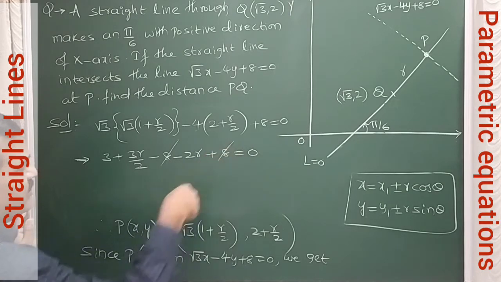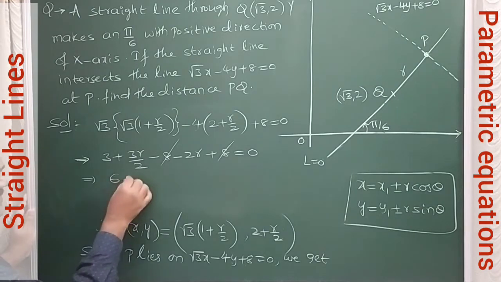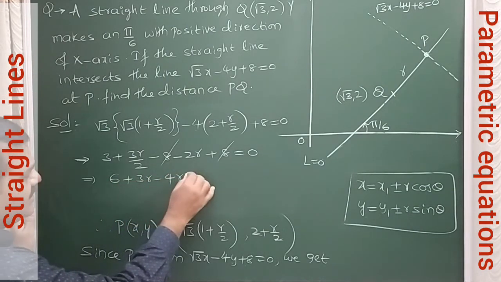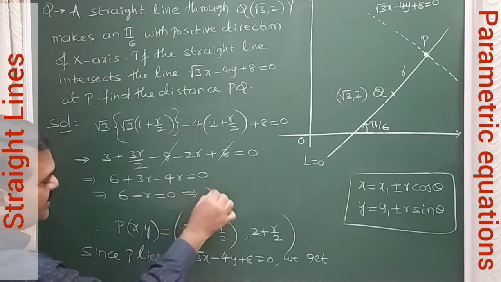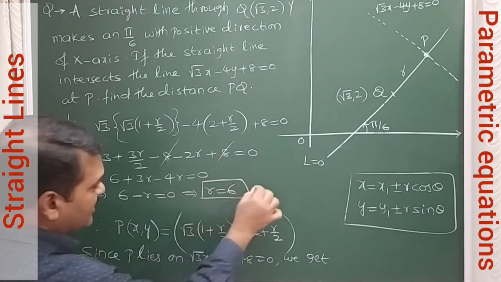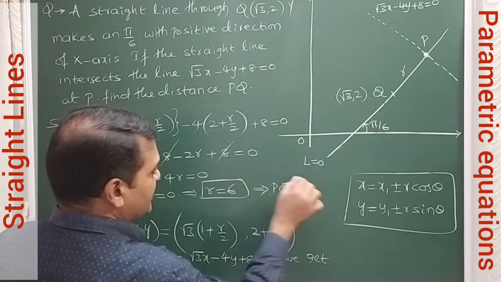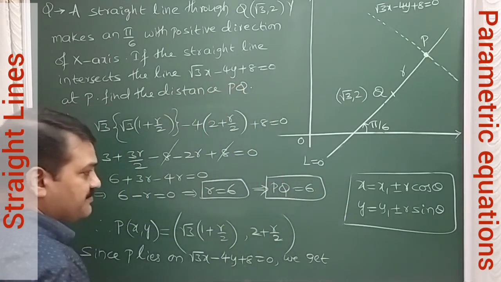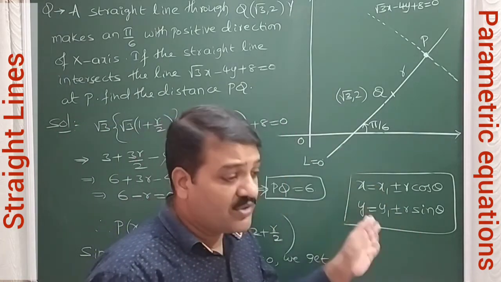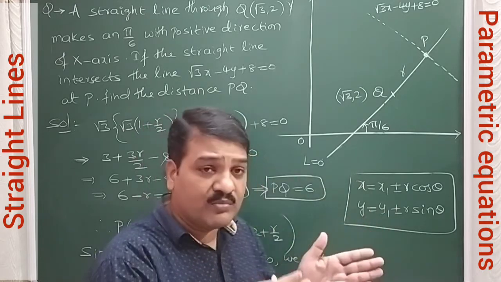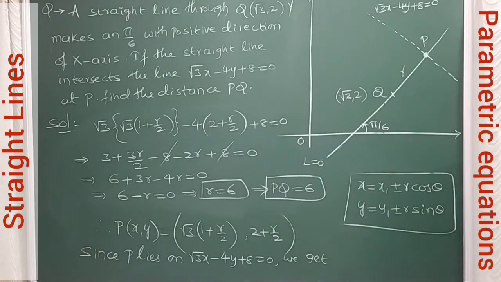The plus 8 and minus 8 you can cancel. When we simplify, taking LCM, 6 plus 3R minus 4R equals 0. So you will get 6 minus R equals 0. That means R is equal to 6. What is R? This R is nothing but the length PQ, which is required in the question. So this is the simple application of parametric equations, which is a very important concept for boards or competitive exams. This concept application is very important and widely used.